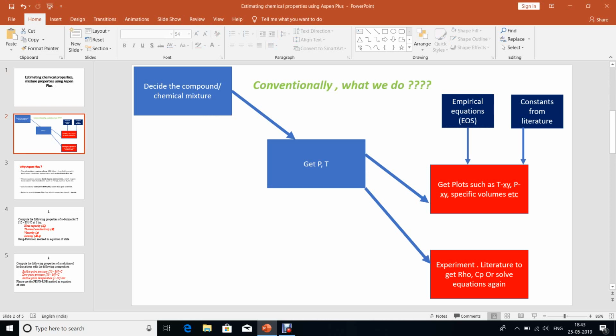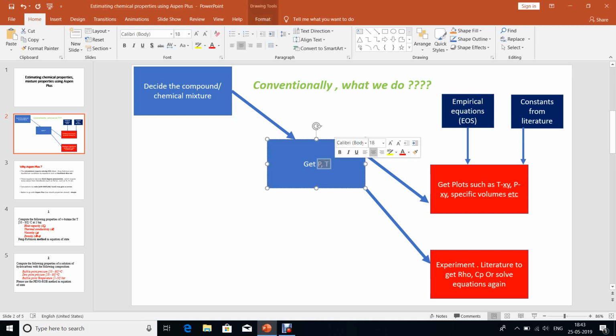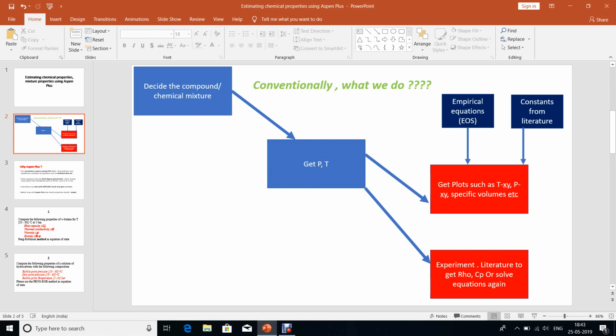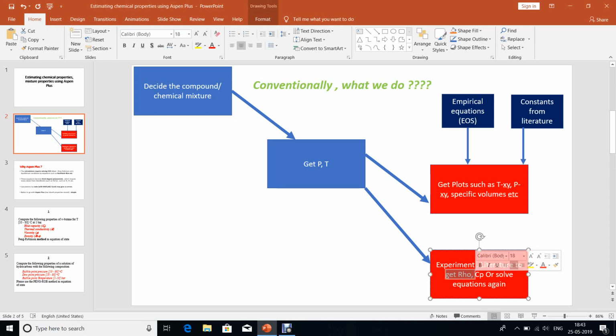Traditional or conventional approaches. So, first of all, we decide which component, or which chemical mixture, or which pure component we want to calculate properties of. Then we see the temperature and the pressure range in which we want its property. Once we decide it, later on we move either to equation of state or any of the other experimental or empirical equations, or from the literature we pick up its property value, say density or Cp etc.